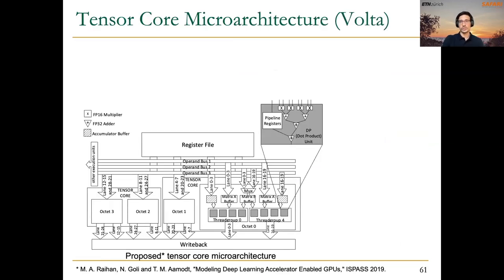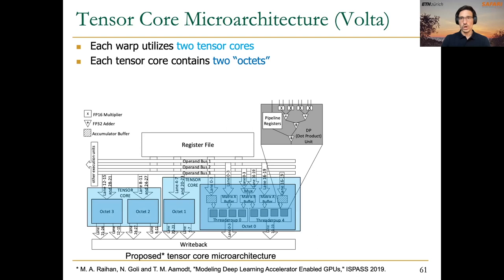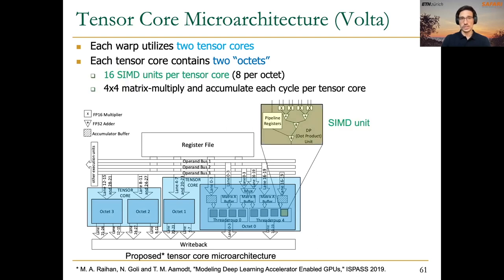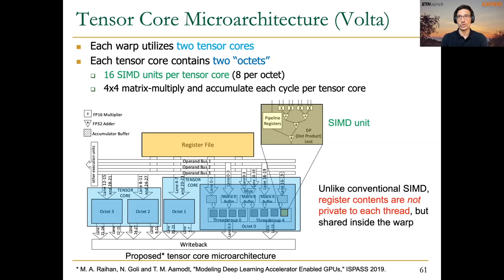Regarding the microarchitecture of the tensor core, we already introduced it in the corresponding lecture about SIMD processors and GPUs. Remember that each warp utilizes two tensor cores. Each tensor core contains two octets, and there are up to 16 SIMD units per tensor core. So there are 8 SIMD units per octet. A SIMD unit probably looks like this. As you can see, there are multipliers here, and then we have some kind of adder tree in order to perform the reduction. So by using these tensor cores, we can obtain a 4x4 matrix multiply and accumulate each cycle per tensor core. And one of the interesting characteristics of the tensor cores is that, unlike conventional SIMD processors, the register contents are no longer private to each individual thread, but they are shared inside the warp.